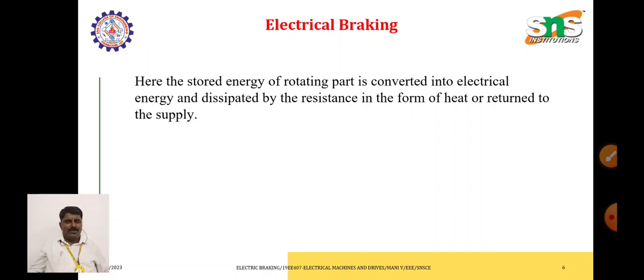So one thing: with mechanical braking, the energy is converted into heat only. But in electrical braking, the energy can be converted into electrical energy. If you want to use it, you can use it. Otherwise, with the help of resistance or rheostats, it can be dissipated as heat energy. That is also waste.